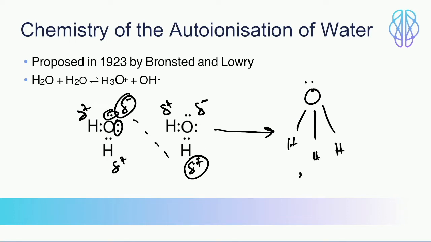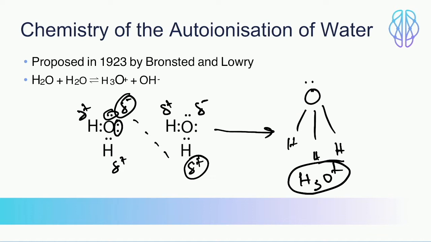which we know as hydronium, or H3O plus, or H plus. So basically this is an example of a coordinate covalent bond happening. And that might be a term you're not familiar with, so I'll explain that now.